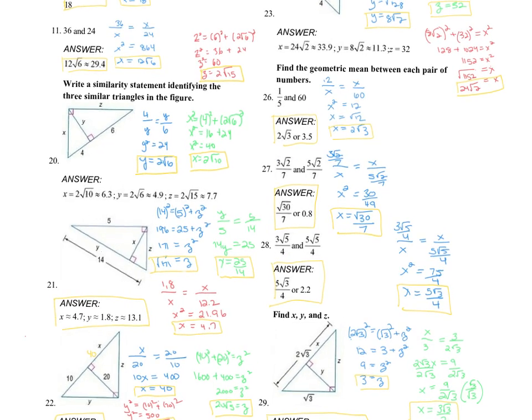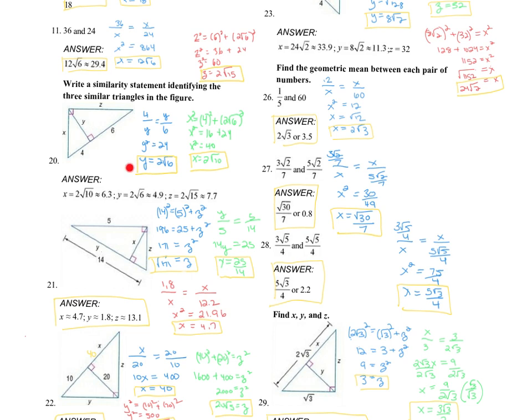Alright, in number 20, we're asked to find x, y, and z. And so when I looked here, I immediately saw that this was the altitude. And so I can set up a proportion and say that my altitude is here for my geometric mean, and then 4 and 6. So I'm going to cross multiply, get y squared equals 24, and that has a perfect square of 4 in that, so that's 2 times the square root of 6.